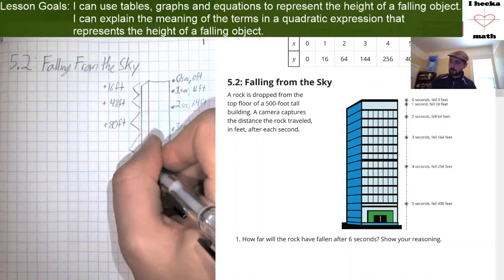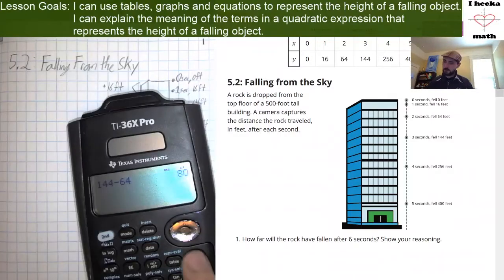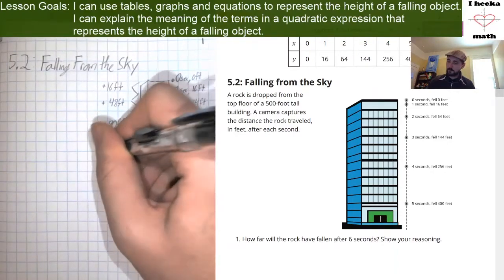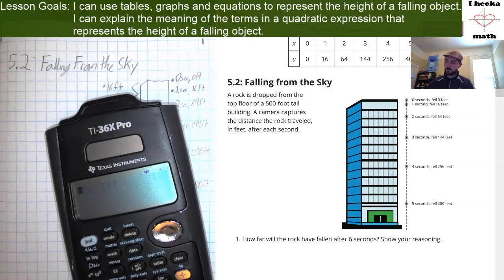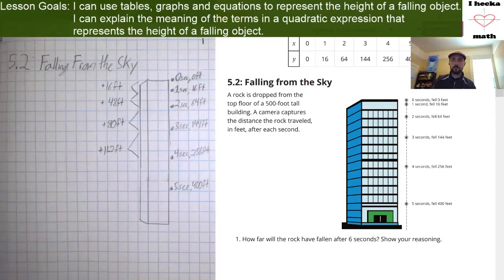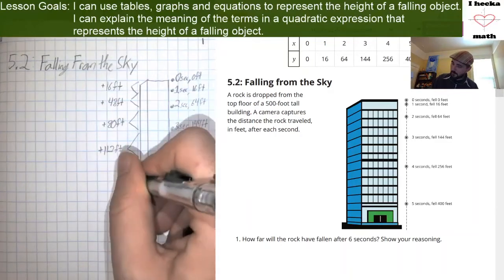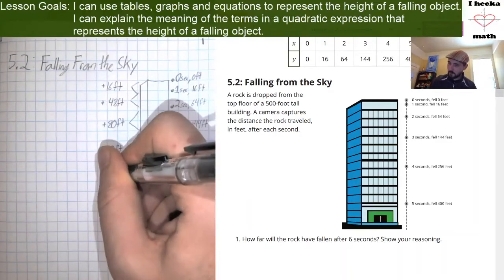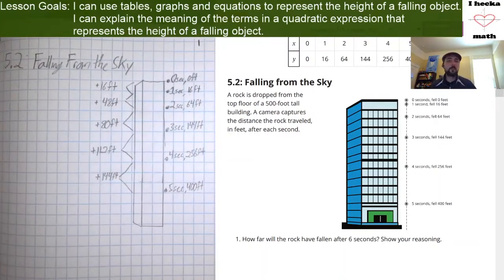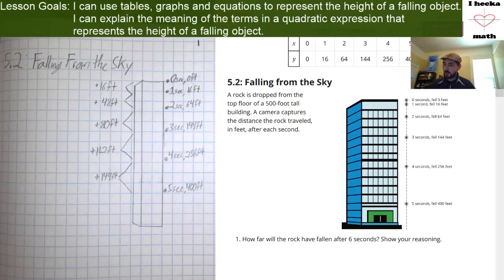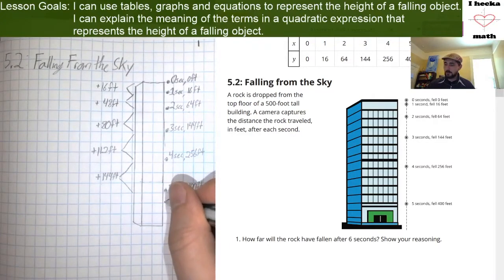And then the next jump, let's do that, 256 minus 144 is a jump of 112. And then the last one from 256 to 400 is a jump of 144. So I'm not sure how you're going to use this yet, but these are the spreads as we go down. So remember, the question is what happens after 6 seconds?